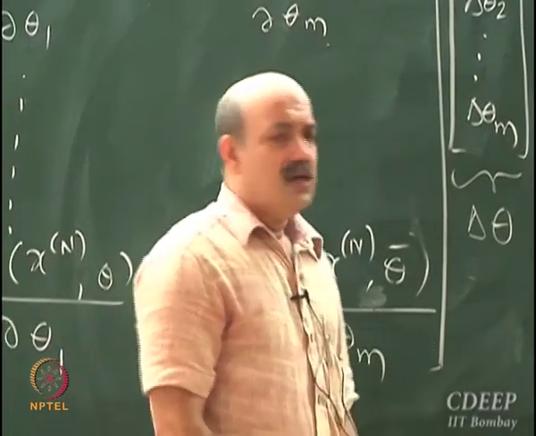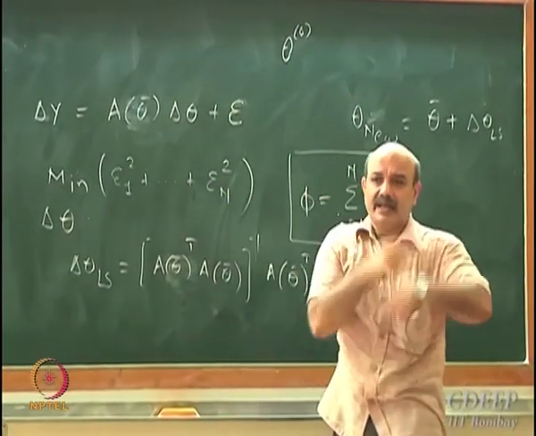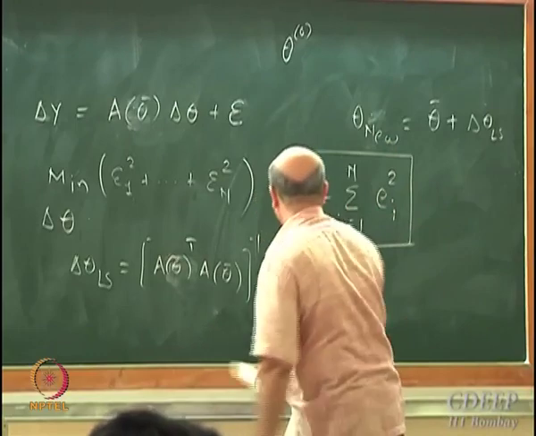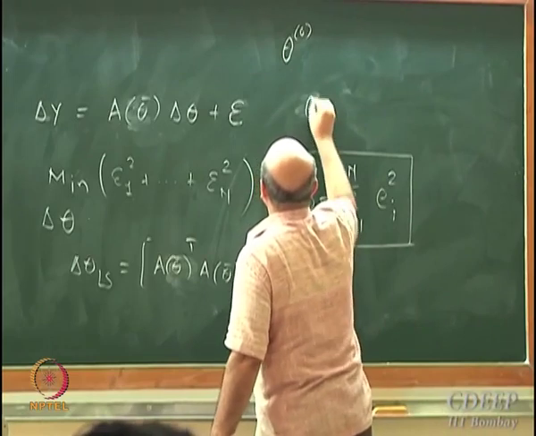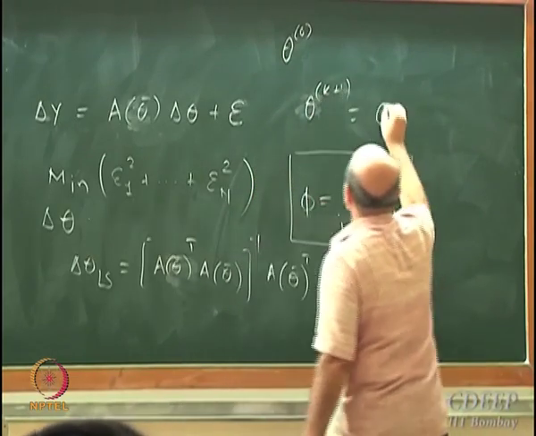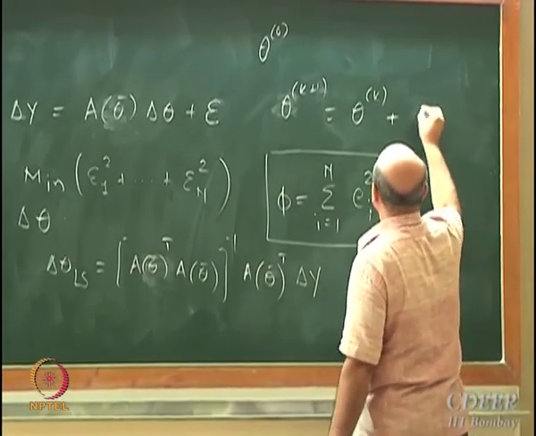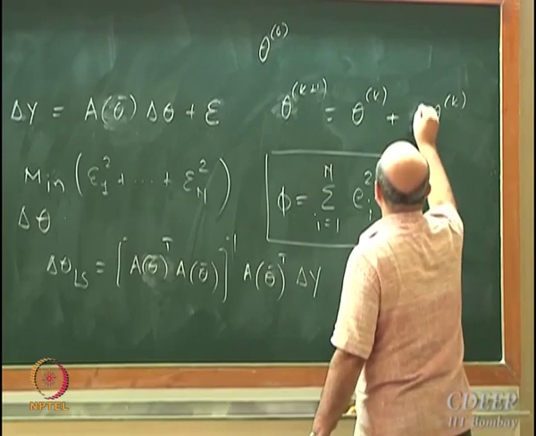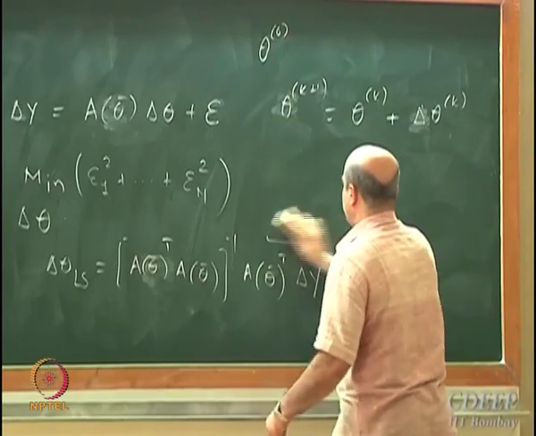So if I write a formal algorithm, of course I will say that instead of theta bar, you start with a guess theta 0, and then you get theta 1 from theta 0, and theta 2 from theta 1, and so on. So my iterative algorithm would look like this: theta k plus 1 is equal to theta k plus delta theta k.